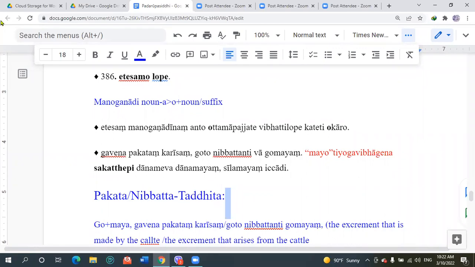The Manogaṇa group is at the beginning of the declensions, and the Raṭhādi group is nearly at the end of the declensions, and then O. So go is not mentioned after the declension of the Manogaṇa group. So my question here is why this sutta is mentioned to explain gomaya. Go is not in the Manogaṇa group.